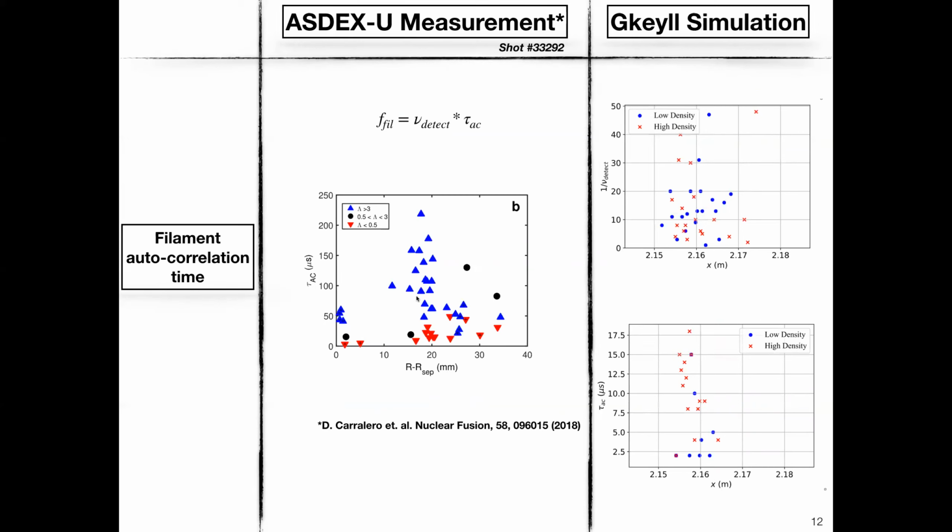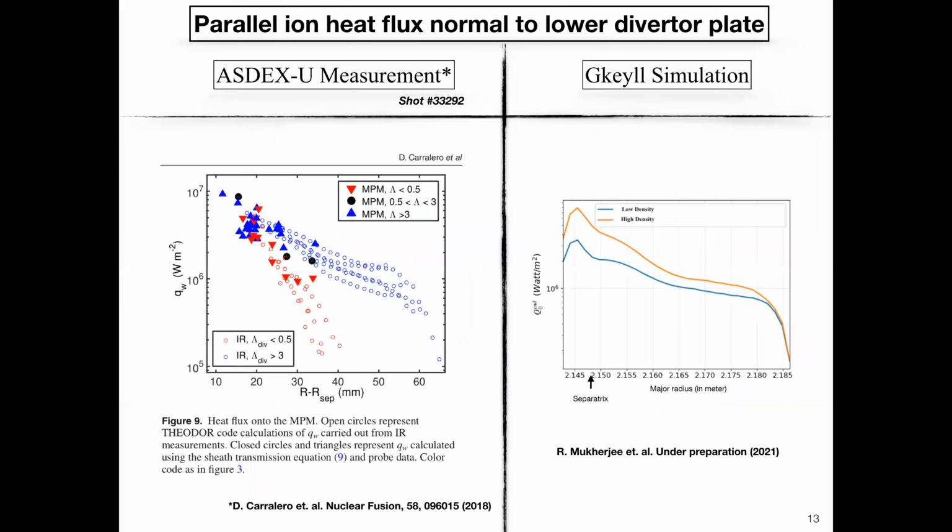Higher collisionality cases are numerically much more expensive, and we are currently working on it to capture the inertial limits in our simulation. Finally, we also measure the parallel ion heat flux normal to the lower divertors. Our numerical measurement is found to be pretty close to the experimental measurements performed earlier.